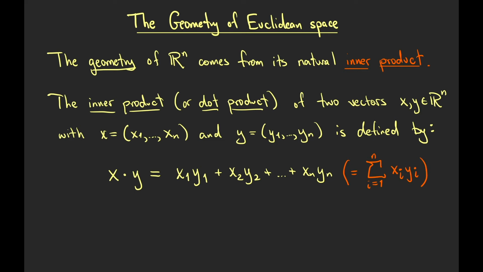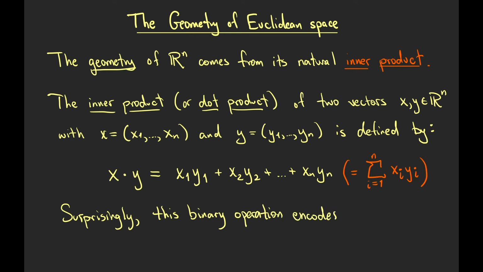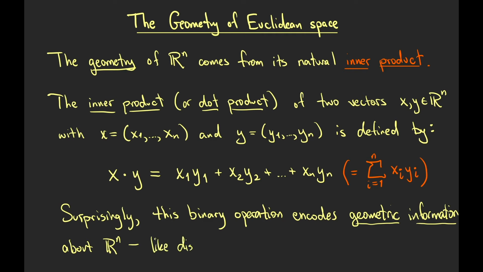It's kind of surprising, but this very simple binary operation, which you're probably already familiar with, actually encodes a lot of geometric information about n-dimensional Euclidean space. This is because the dot product allows you to define a notion of distance and a notion of the angle between two vectors. And if you can talk about distances and angles, then you can really talk about geometry.